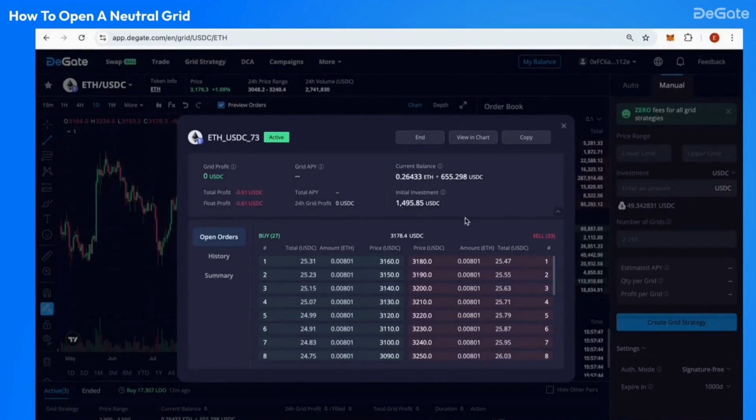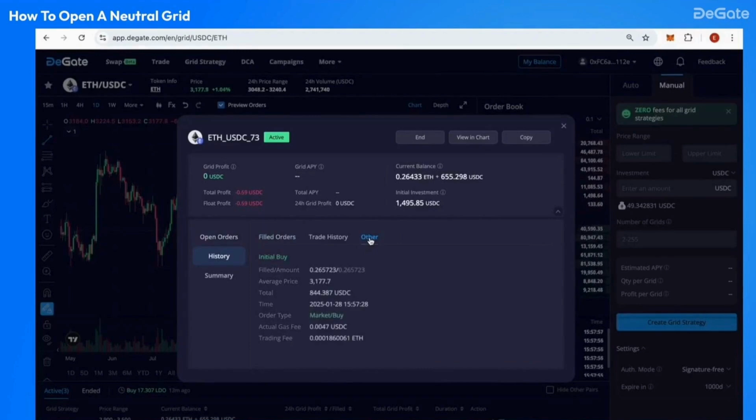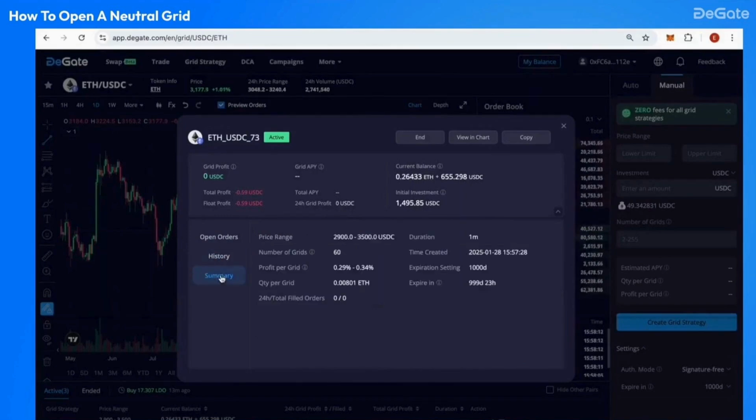In the Strategy Details window, we can view the orders for each grid of this strategy. In the history, by clicking the other box, we can see the amount and price of ETH bought at market price when the strategy was started. The ETH neutral grid is now set up.